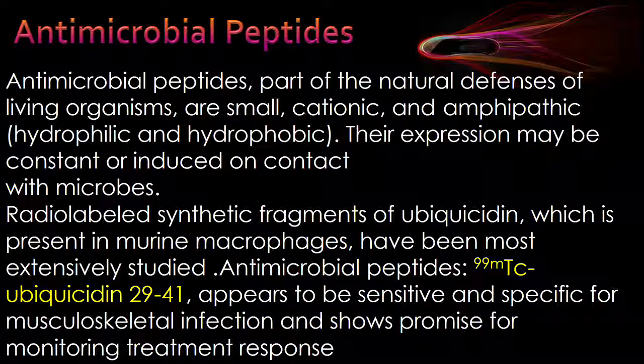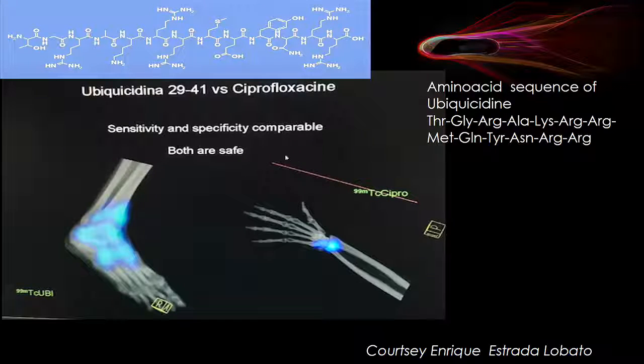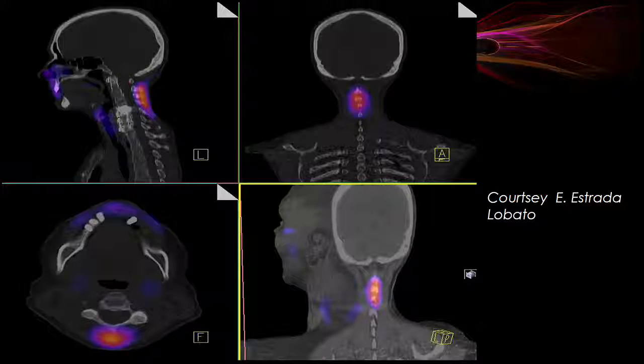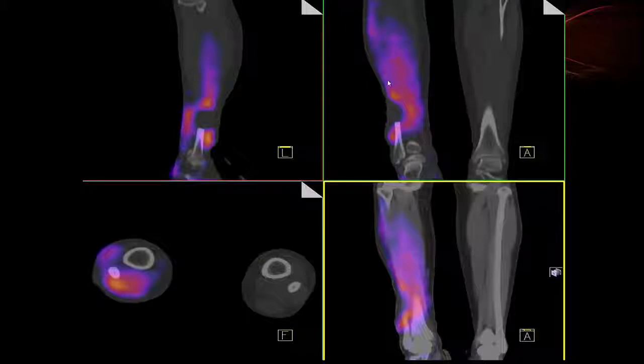Antimicrobial technetium-99m UBI 29-41 appears to be sensitive and specific for musculoskeletal infections and shows promise for monitoring treatment response. And Dr. Mike Satchi has also labeled them with FDG with very good results. Here you can see the formula of the ubiquicidin and two images, one of the foot and one of the hand, and both give very good positivity, and none of them give bad results nor have side effects for the patient.